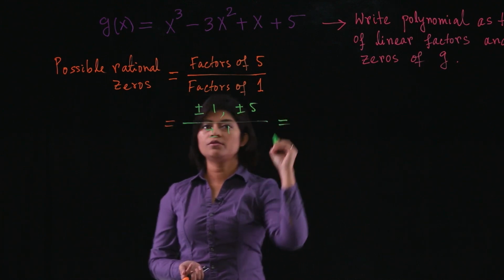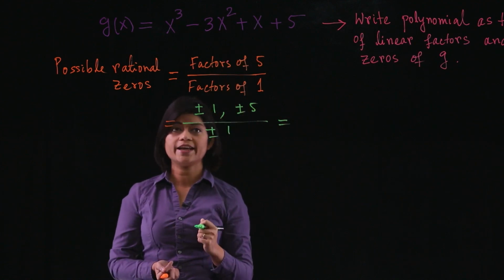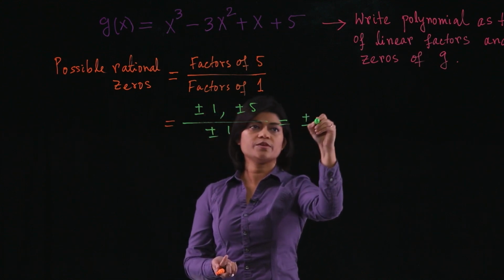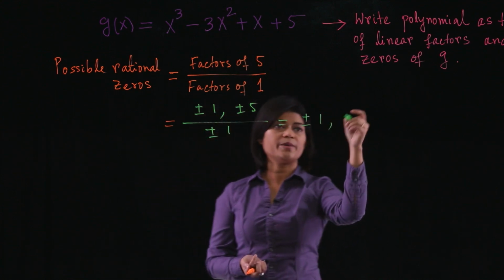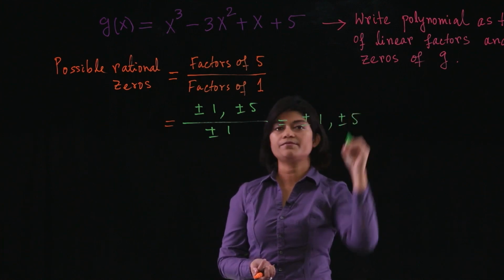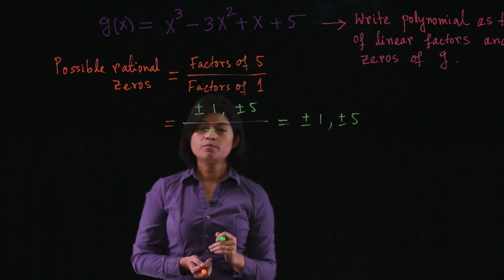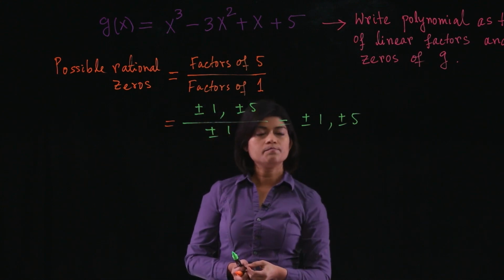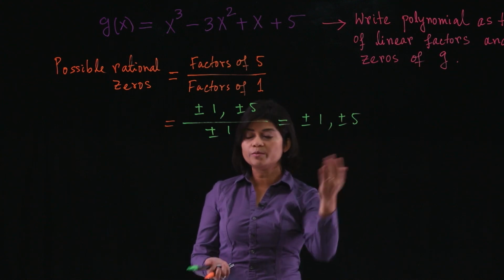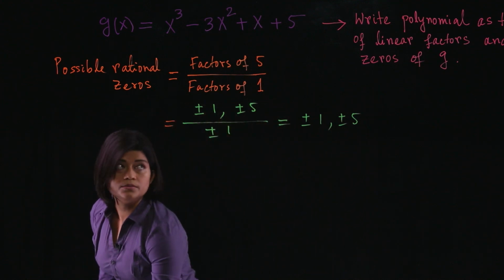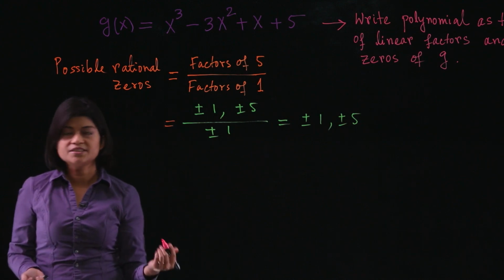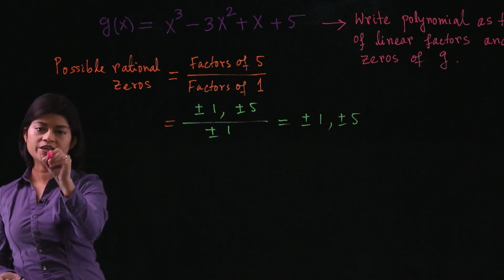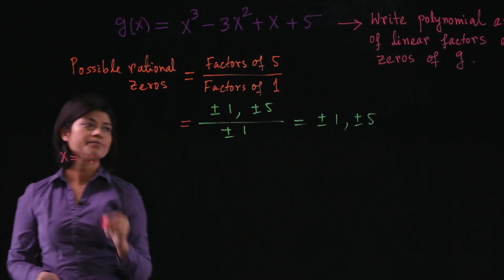So what are the possible rational zeros that this g can have? Okay, so let's see, plus minus 1 divided by plus minus 1 is just plus or minus 1. And when you divide plus minus 5 by 1, you get plus minus 5. So there can be 4 possible rational zeros. Well, we can start checking one at a time which one will be a zero. We can easily do it by synthetic division. So let's start with x equals 1. Let's check if x equals 1 is a zero or not.